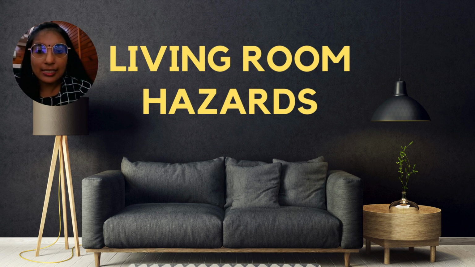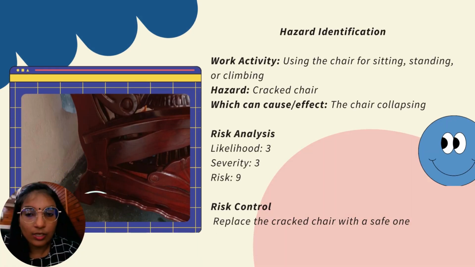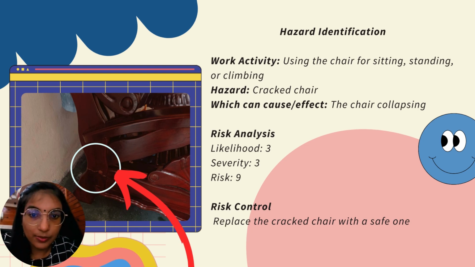Now, let's jump into the living room assets. Okay, the first asset will be a cracked chair. You can see here, the activity will be using the chair for sitting, standing, or climbing. The effect is that the chair will collapse and we will fall down. Risk analysis: likelihood 3, severity 3, risk will be 9. So the risk control is to replace the cracked chair with a safe one.